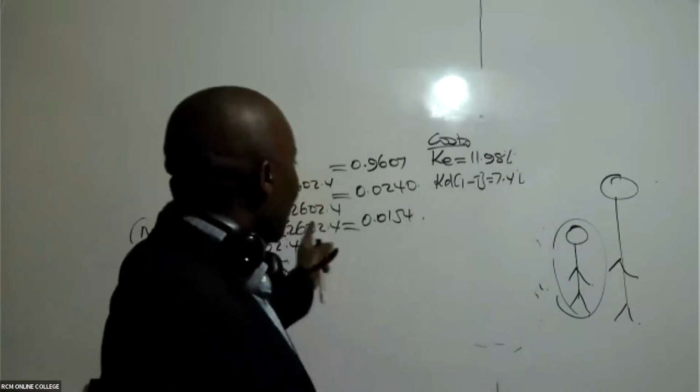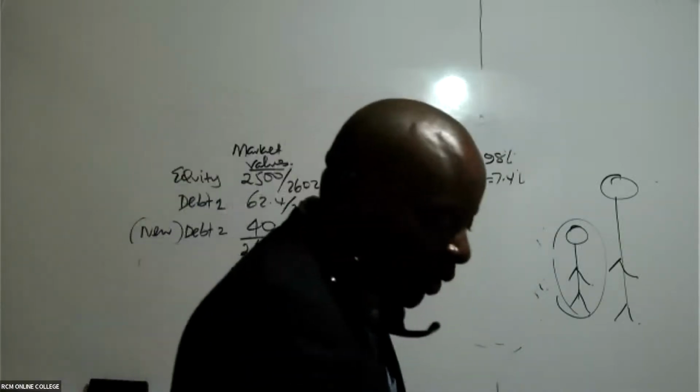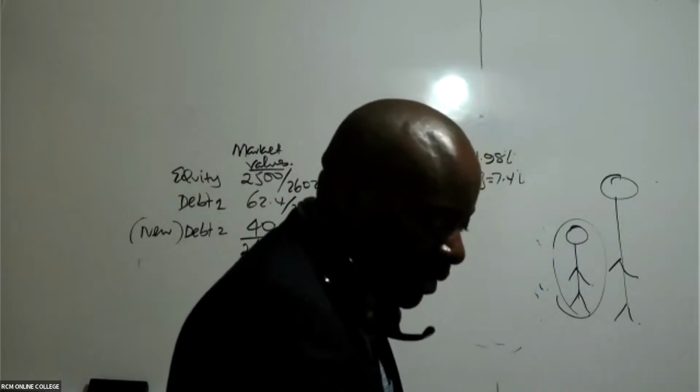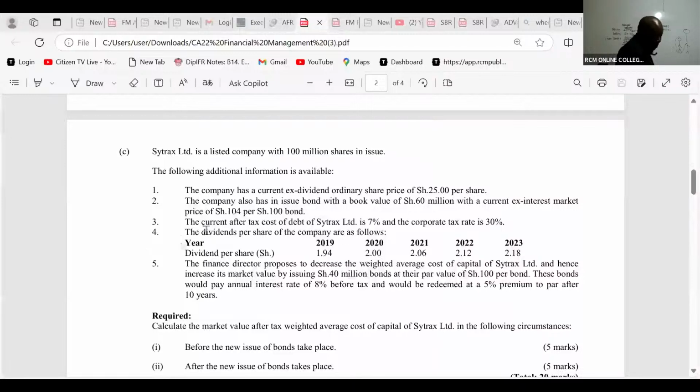KD for the old debt. For the old debt, this one was given in the question. For the old debt, it's here. 7%. The current after tax cost of debt is 7%. And remember, this is after tax, cost after tax.